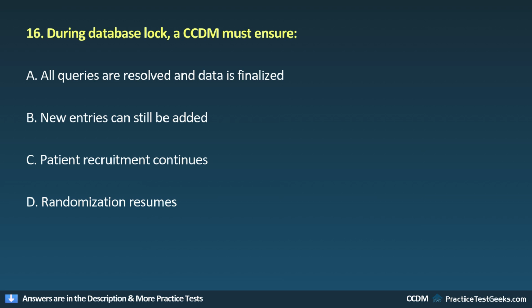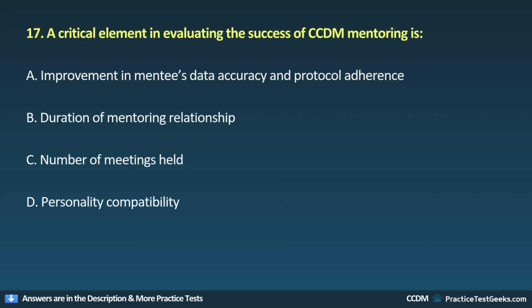B. New entries can still be added. C. Patient recruitment continues. D. Randomization resumes. 17. A critical element in evaluating the success of CCDM mentoring is: A. Improvement in mentees' data accuracy and protocol adherence.